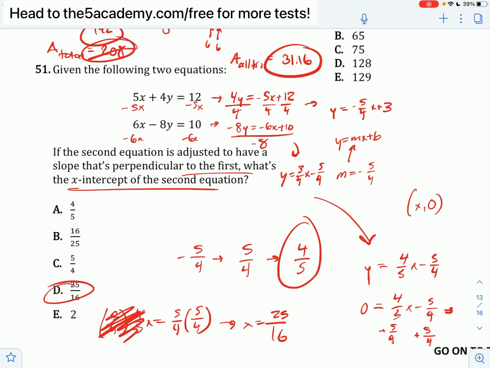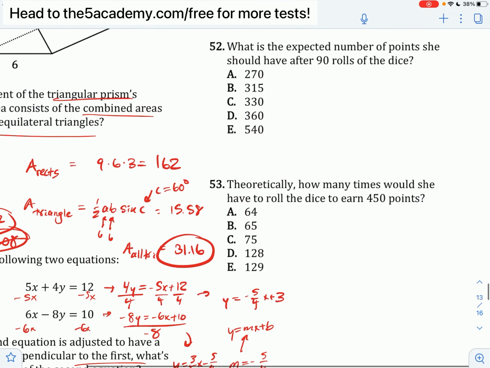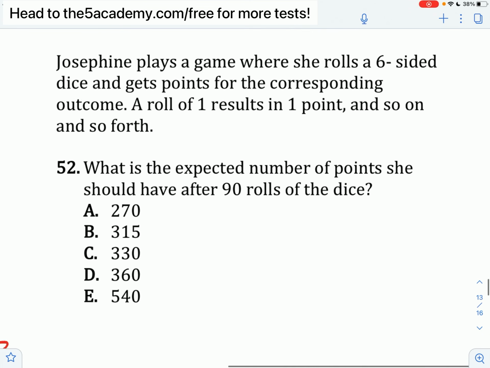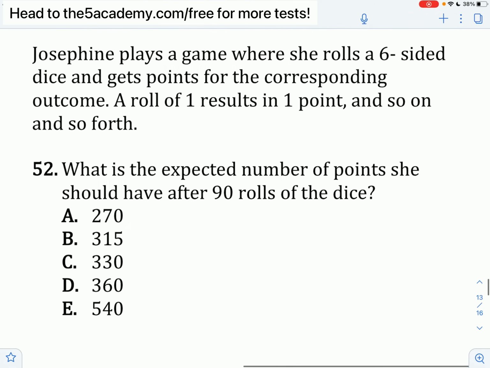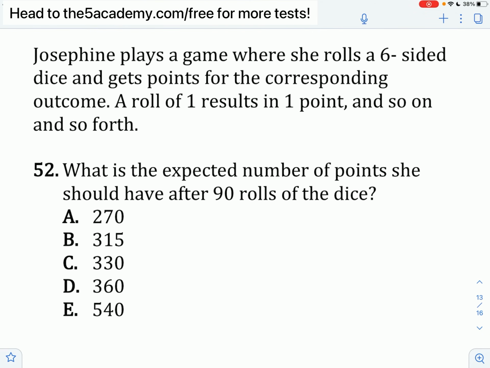51 should be D. Moving on to 52. Josephine plays a game where she rolls a 6-sided dice and gets points for the corresponding outcome. A roll of 1 results in 1 point, and so on. What is the expected number of points she should have after 90 rolls of the dice?